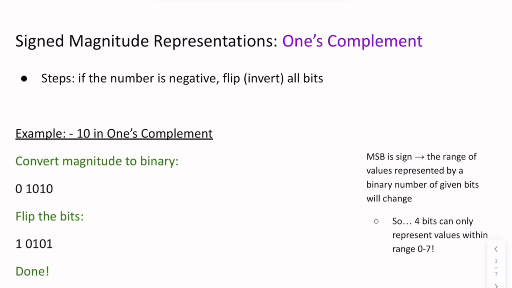So one's complement is the first representation of sign magnitude that we'll go over. And the steps for this is if your number is negative, then you flip all of the bits. So all of your zeros become ones, and all of your ones become zeros.